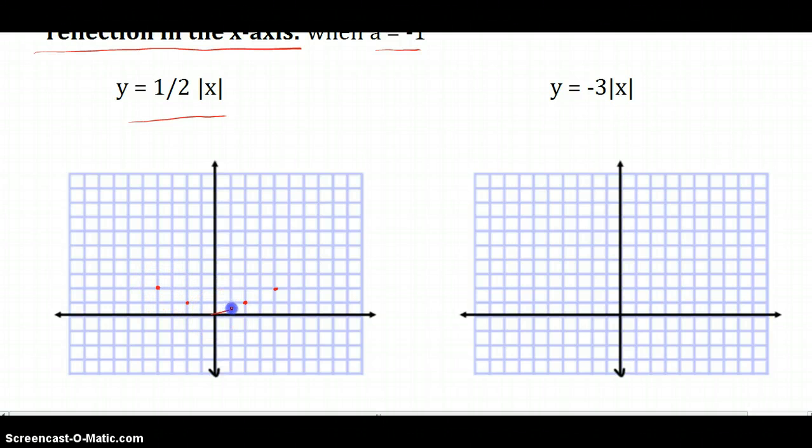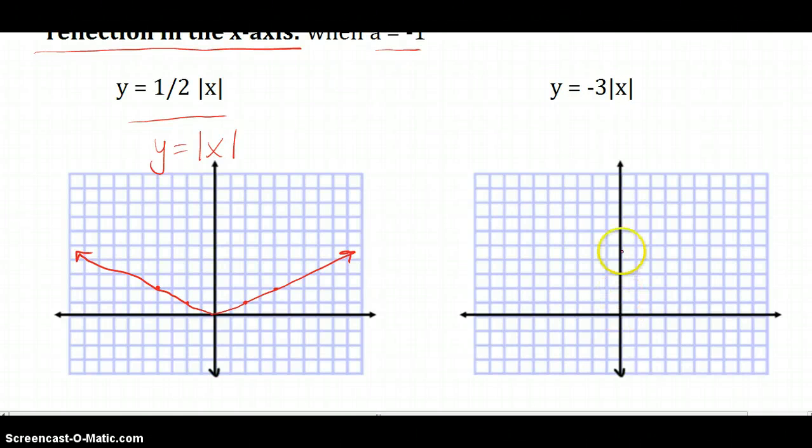And this is going to be your new V. And you can see that it's fatter because it's vertically compressed. So if it said compare this to the graph of y equals absolute value of x, you would say it's vertically compressed. Now over here, if you look at -3 times the absolute value of x, the absolute value of -3, so 3, it's greater than 1, so it's going to be vertically stretched.